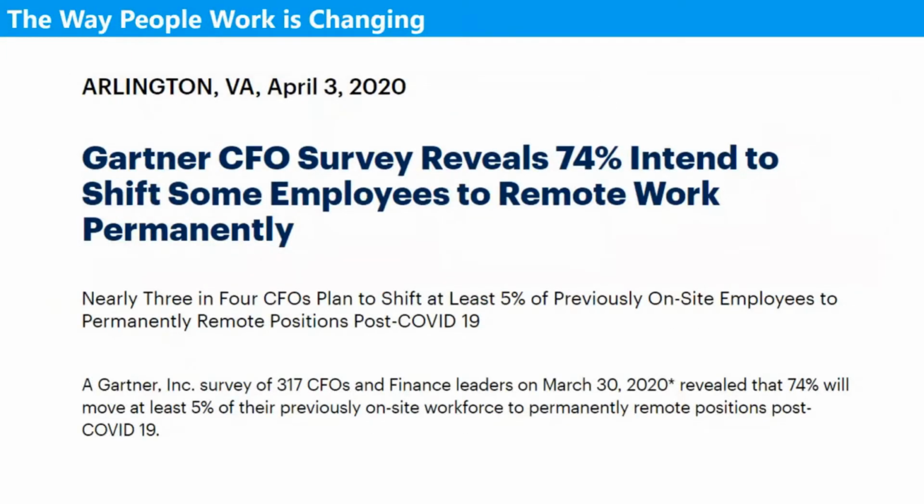Next, the way people work is also changing. Based on Gartner's report, the Gartner CFO survey reveals that about 74% intend to shift some employees to remote work permanently. Based on my personal experience, we have been working close to 3 months plus from home, and we are still practicing working from home, and most of our colleagues still prefer working from home. When we go back to our office, whenever it is necessary to be on-prem, we notice that the car park, which in the old days was so difficult to find a slot in, is not difficult now. What it means to me is that a lot of people are starting to adopt a different way of working, meaning working from home, and also want to manage their families.